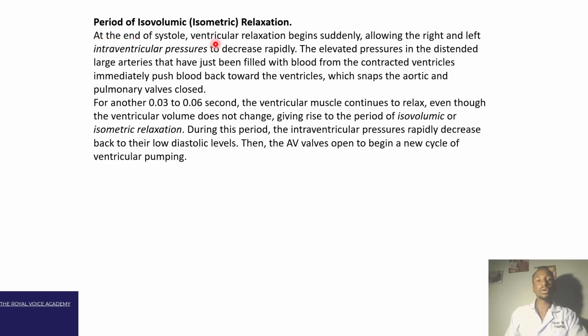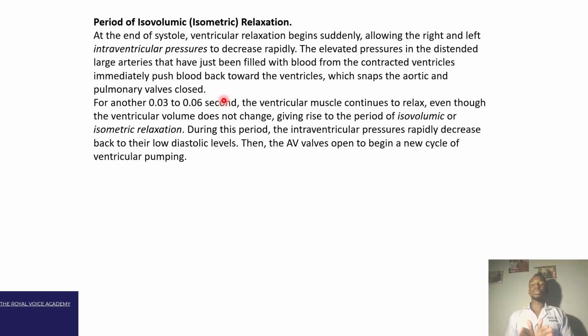So at the end of systole, ventricular relaxation begins suddenly, allowing the right and the left intraventricular pressures to decrease rapidly. The elevated pressures in the distended large arteries that have just been filled with blood from the contracted ventricles immediately push blood back towards the ventricles, which snaps the aortic and pulmonary valves closed. Because there are two causes of the closure of the aortic and pulmonary valves. Number one is the drop in pressure in the ventricles, and number two is the backflow of blood.